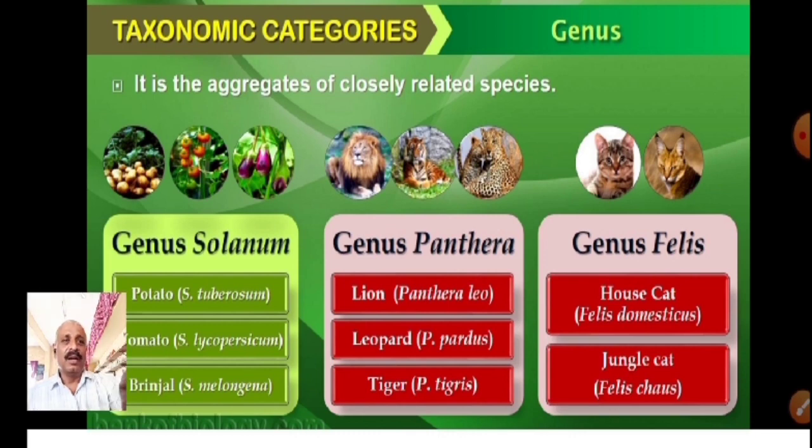You are observing the pictures above. It is very clear that closely related species are kept under the same group, that is the genus. I hope you have understood. I will continue with the next one.